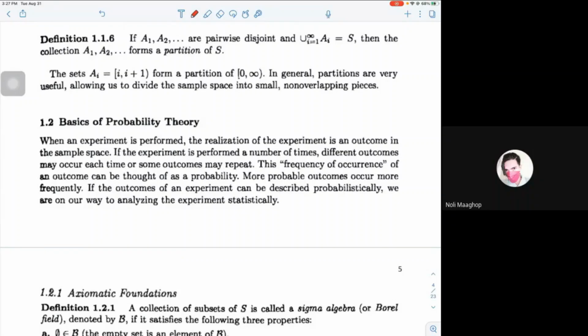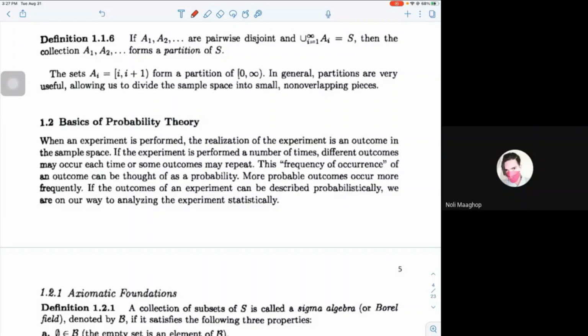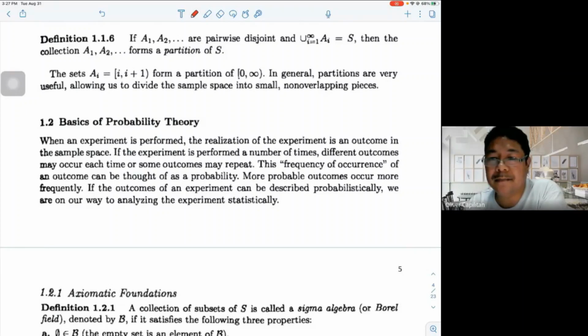Hello, sir. Yeah, the word probability. Sir, sir, naririnig niyo po ba ako? Yes, Nolly, loud and clear.